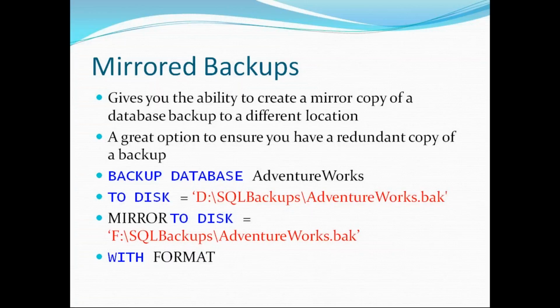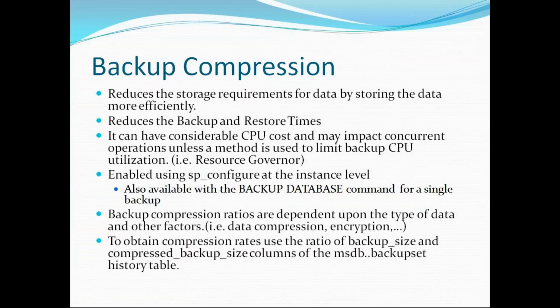Suppose we have to take the backup in two separate locations at a time. The command is backup database AdventureWorks to disk equal to path and mirror to disk equal to path with no format. So here in the example, in a single command we take the backup in two different locations, one is D drive and second is F drive. So this is the mirror backup.